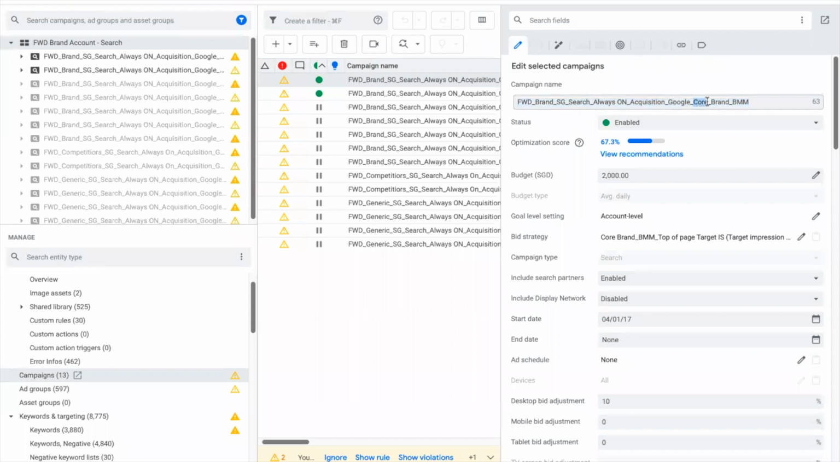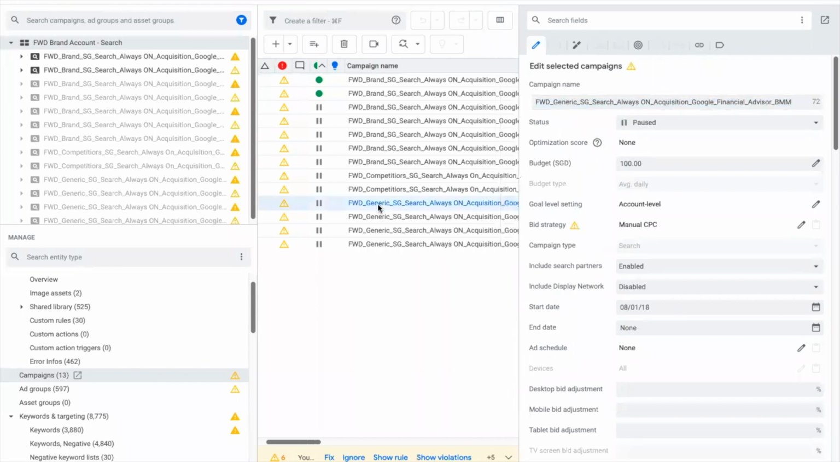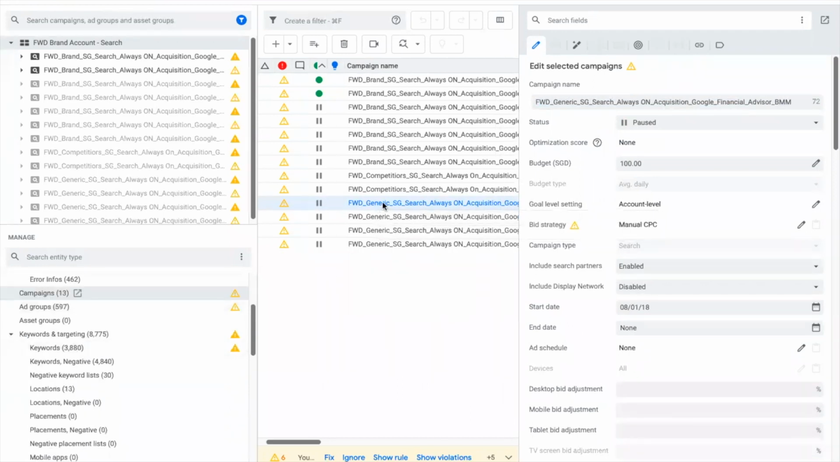Now, core means there may be certain brand terms that are core brand terms, like for example, FWD, or there can be certain brand terms that are generic brand terms as well. You can see here it says generic. So these have the brand term, but they are a little less important, or they are a variation of the core brand term. Okay, let's see what kind of keywords these have.